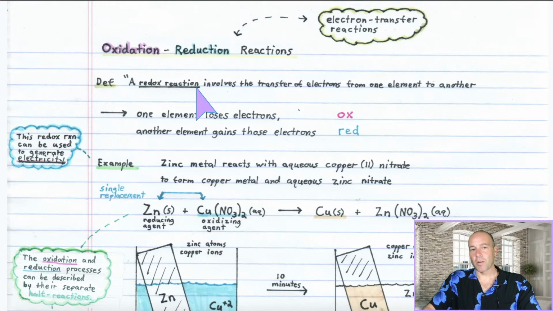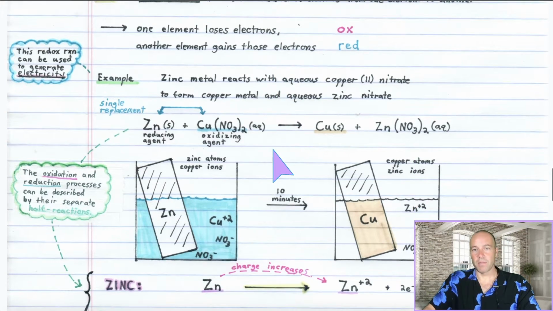A redox reaction involves the transfer of electrons from one element to another. What happens is one element loses electrons, another element gains those electrons. The one that loses them is oxidized, and the one that gains them is reduced. A redox reaction can be illustrated by the following example.